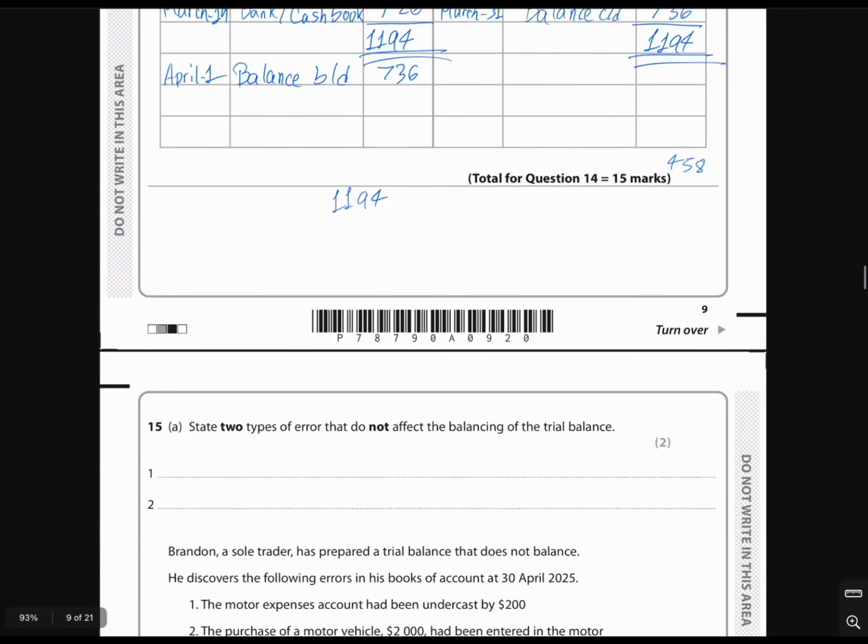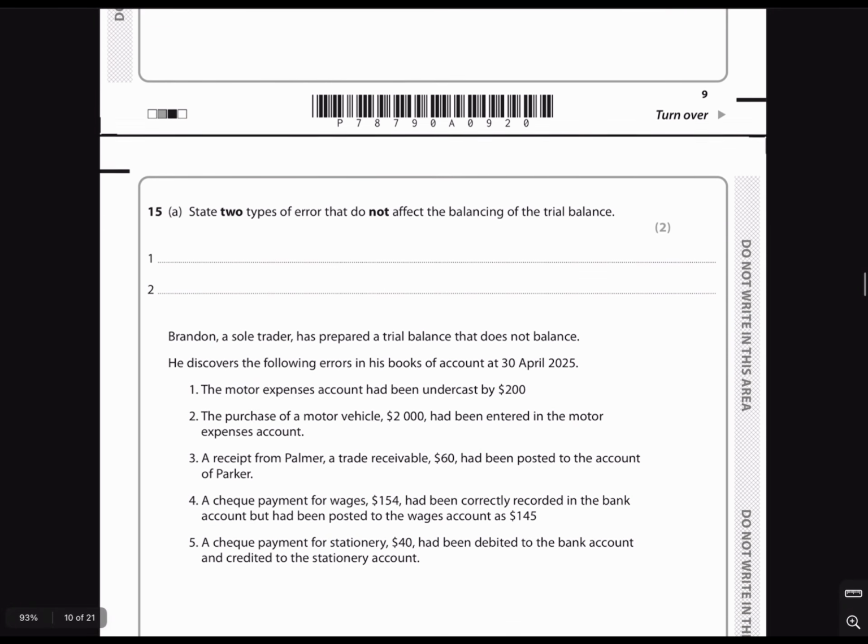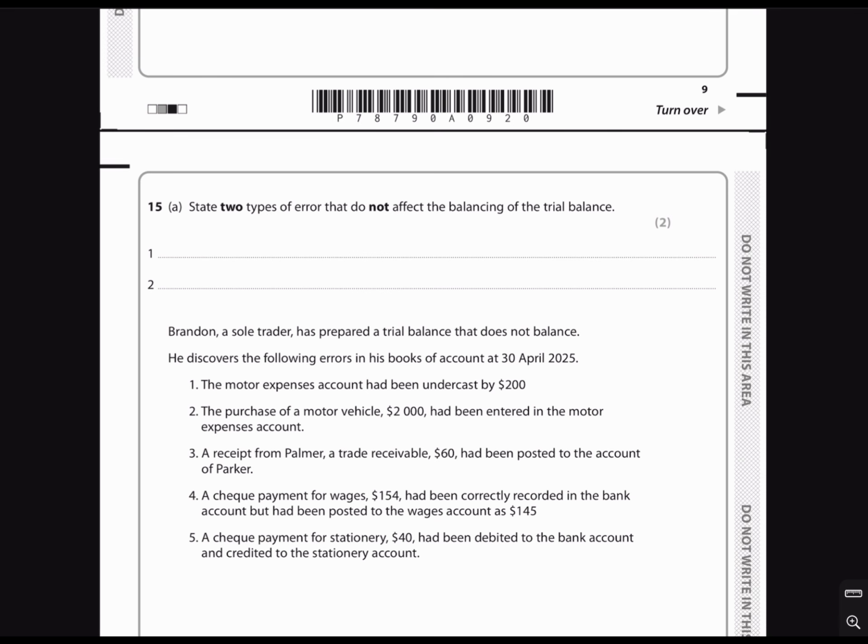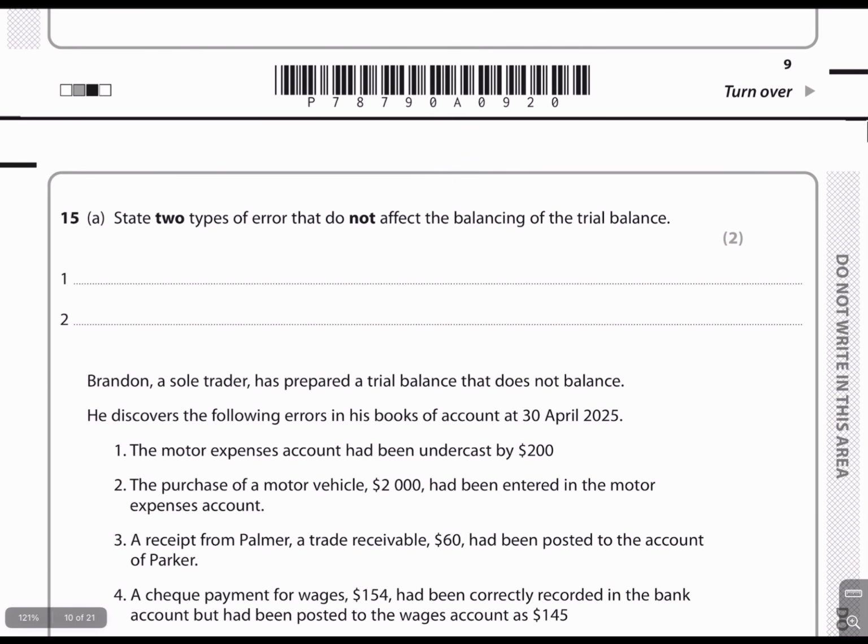Alright, so next up we are on question 15. Say two types of error that do not affect the balancing of a trial balance. So you pick any random two. Let's write principal. You can write omission, or let's write commission.